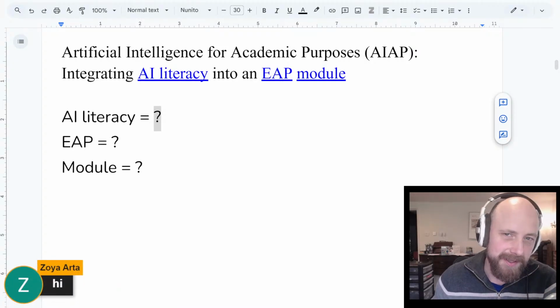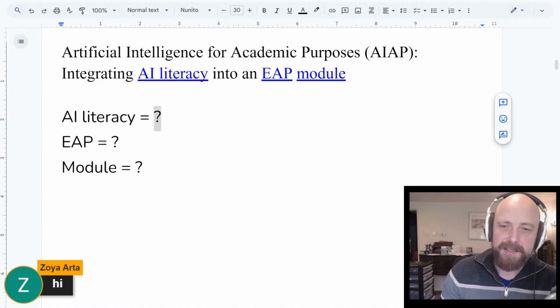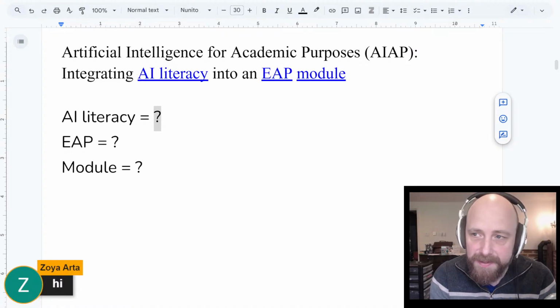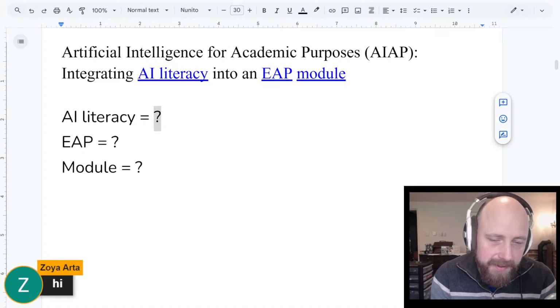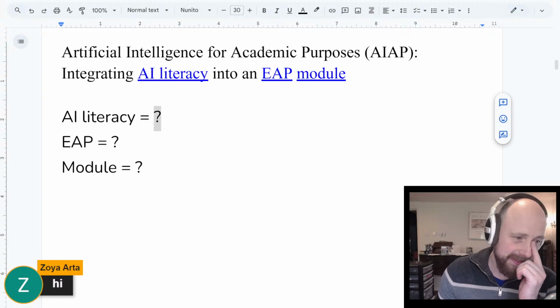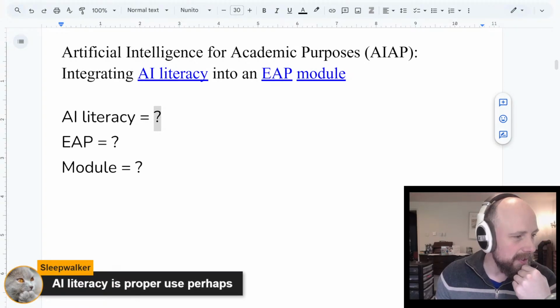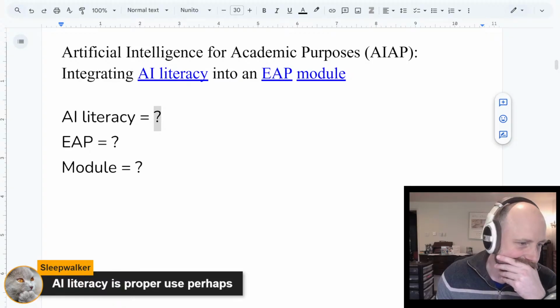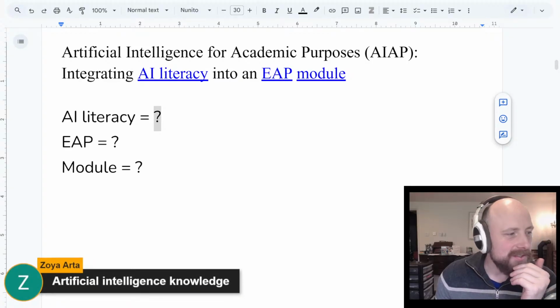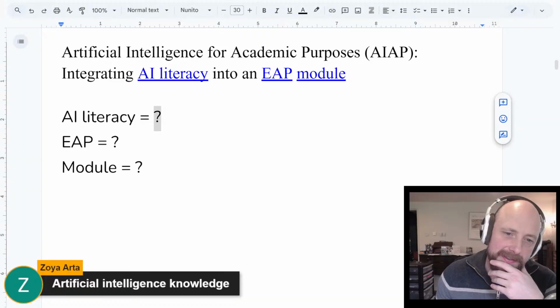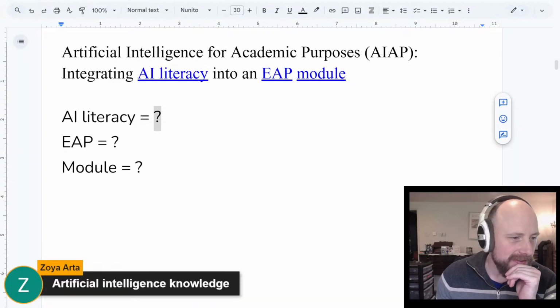We're going to look at an academic paper today, and the title is Artificial Intelligence for Academic Purposes, AIAP, Integrating AI Literacy into an EAP module. So Sleepwalker is suggesting that AI literacy is proper use. And Zoya is suggesting that it relates to artificial intelligence knowledge.